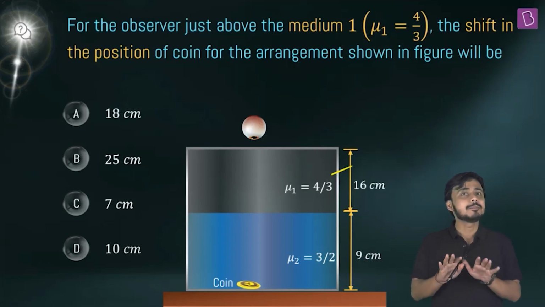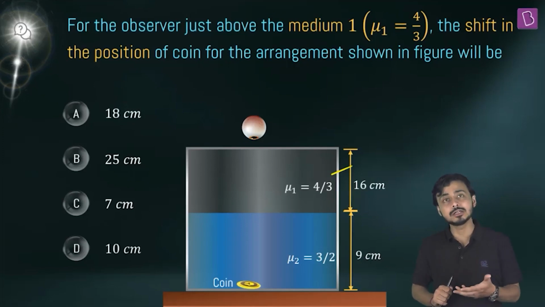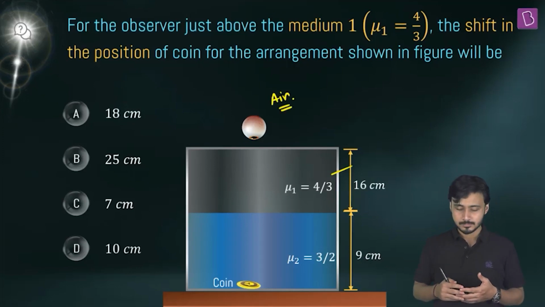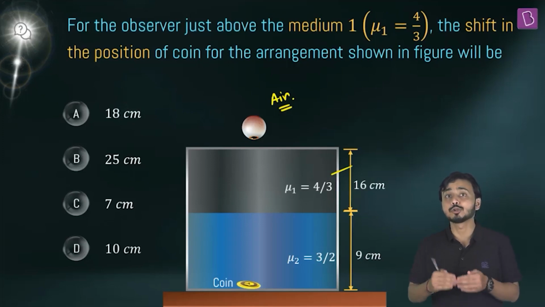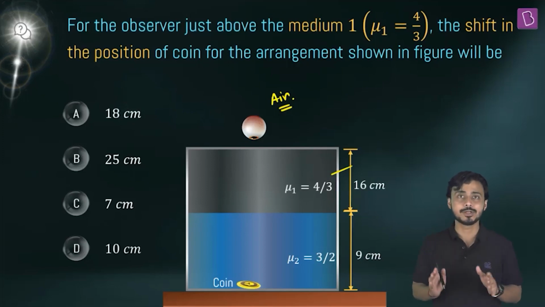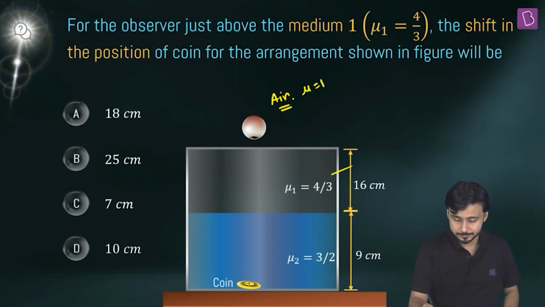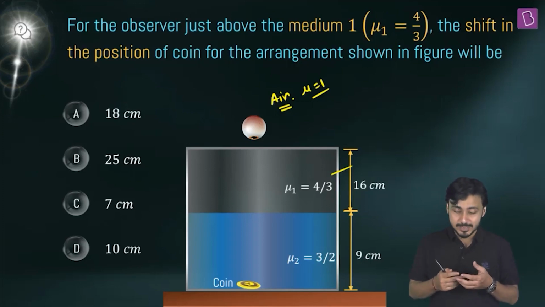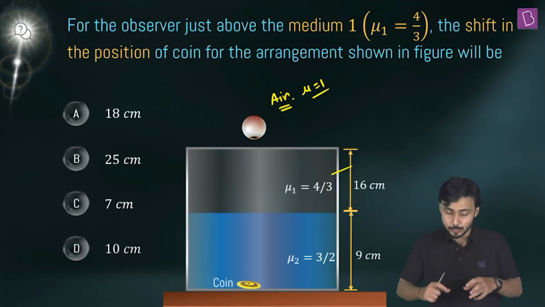It is above mu1, and nothing is said about the observer's medium, so let's say it is air. If nothing is given about the observer's medium, and it is not one of the unknowns, then by default it is to be taken as air with mu equal to 1. In that case, you are supposed to find how far the image of the coin is from the coin. What is the shift produced by the system?